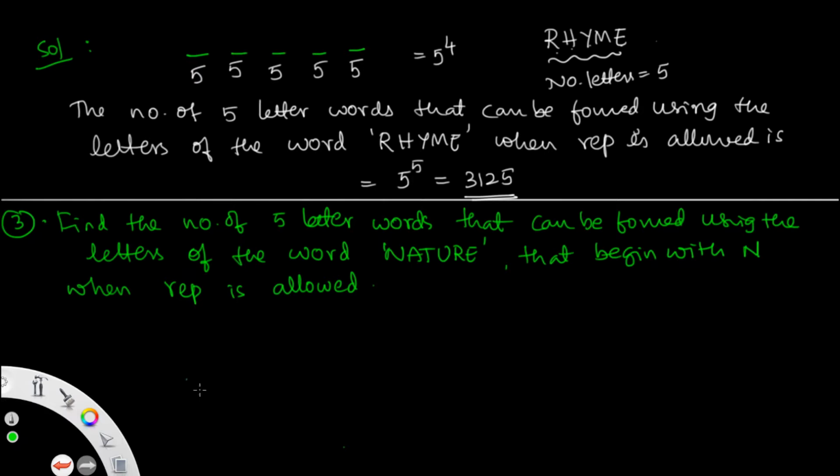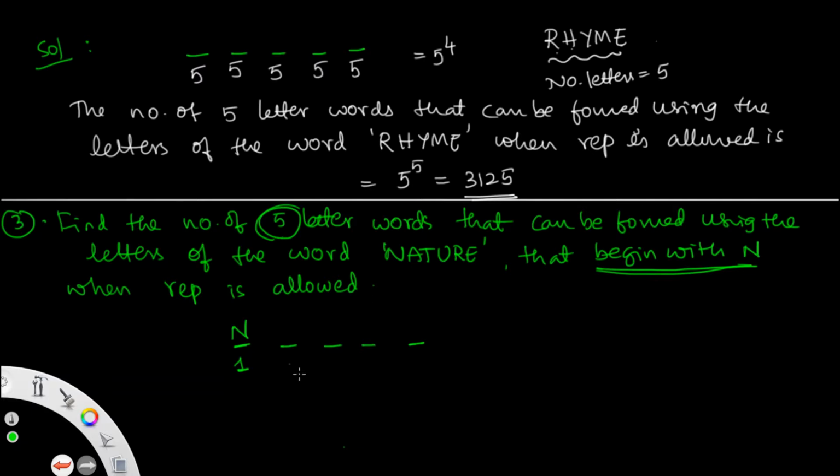So what we have to do is draw boxes 1, 2, 3. How many letters are to be formed? That is 5 letters. In the first place the condition is given: begin with N. So it should be filled with N. How many ways can it be done? Only one way.